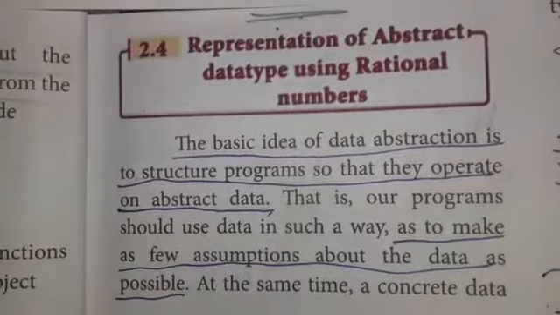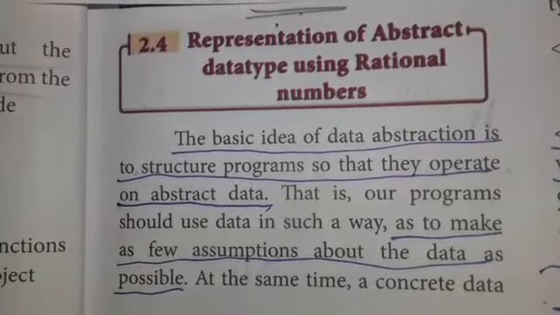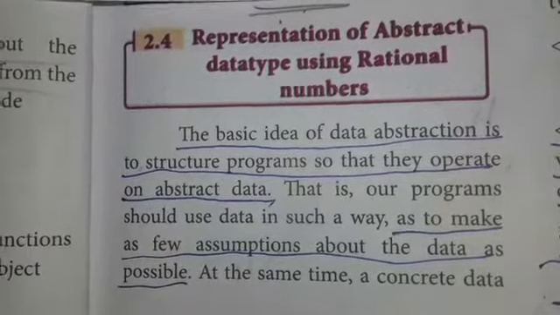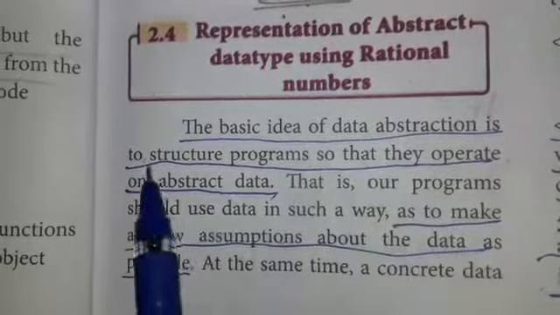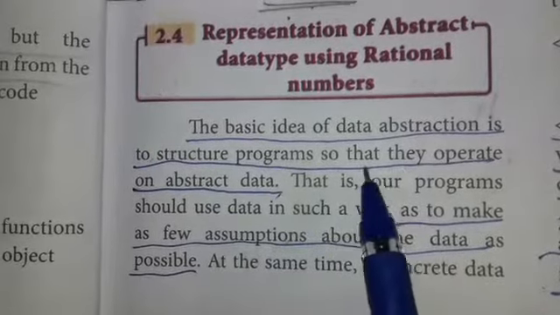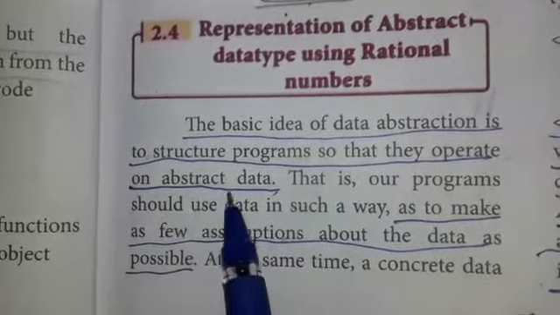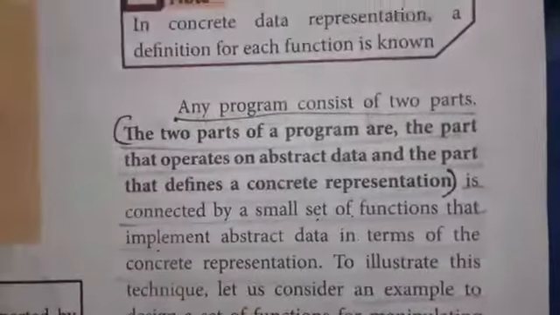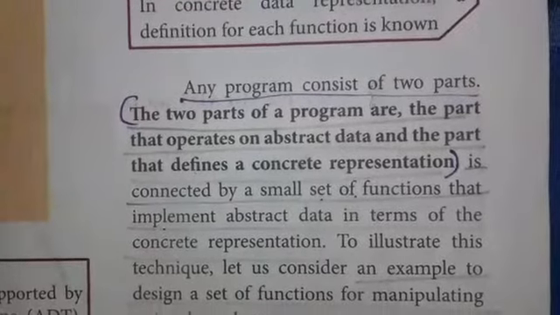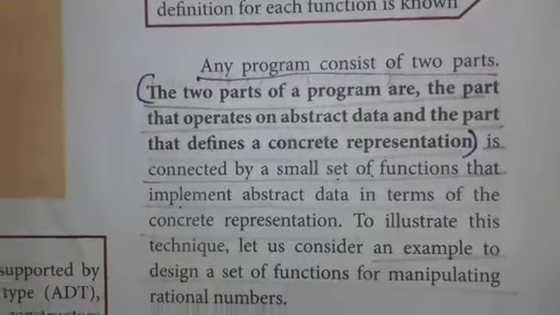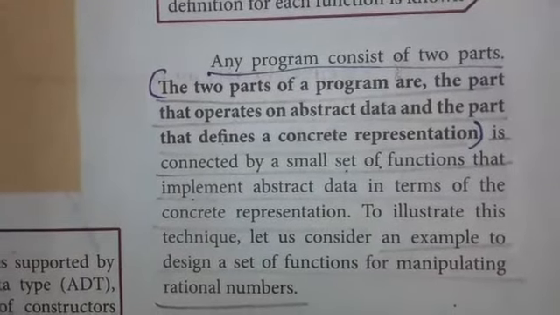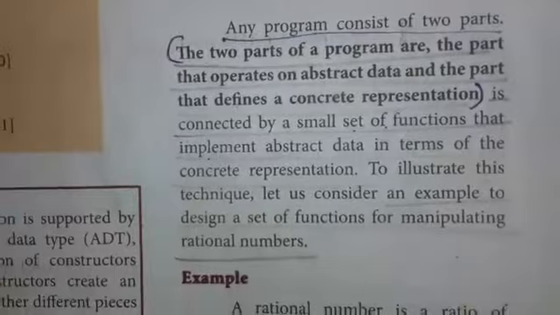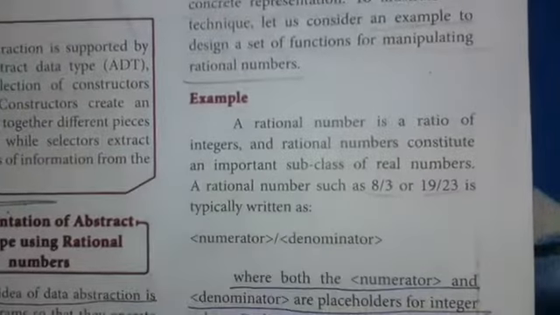So today's topic is representation of abstract data types using rational numbers. The basic idea of data abstraction is to structure programs so that they operate on abstract data. The two parts of a program are the part that operates on abstract data and the part that defines a concrete representation. Then we have the example for rational numbers.